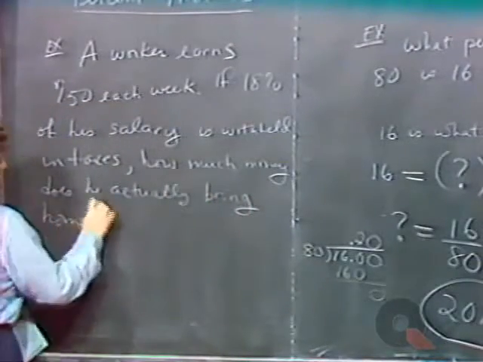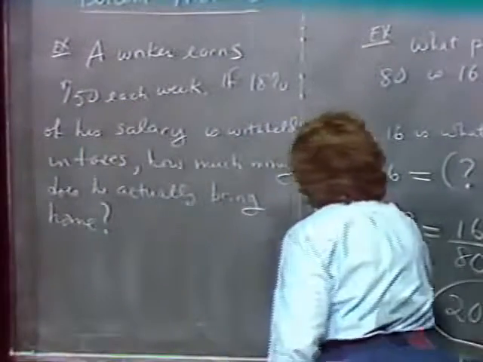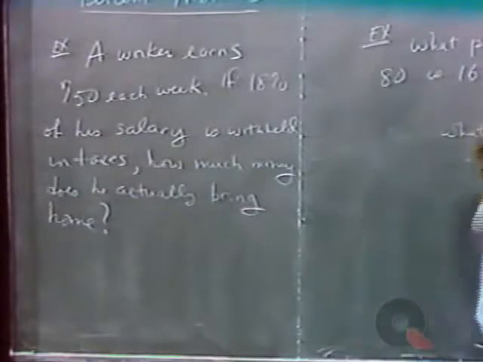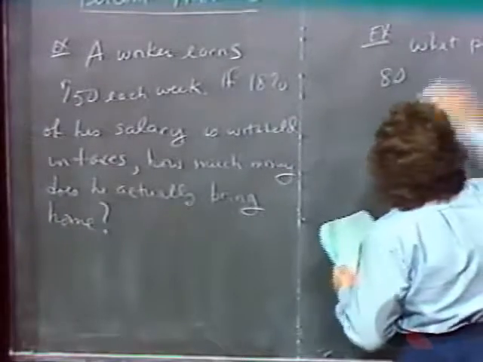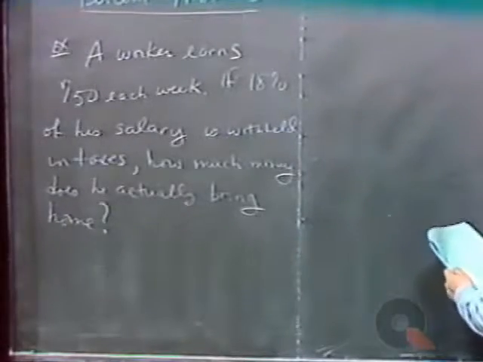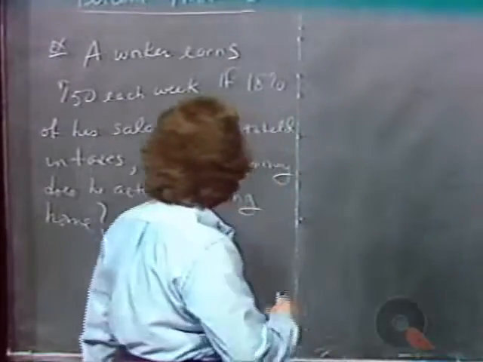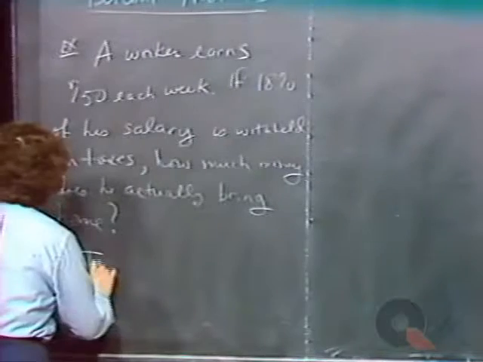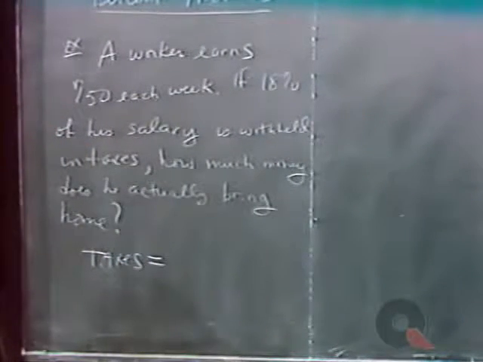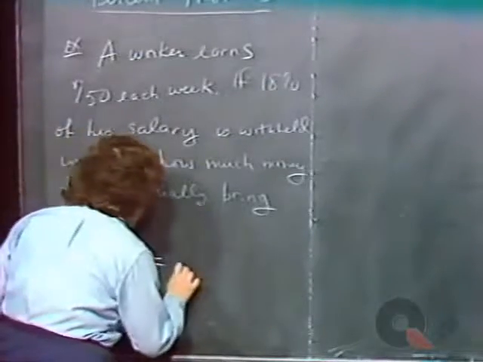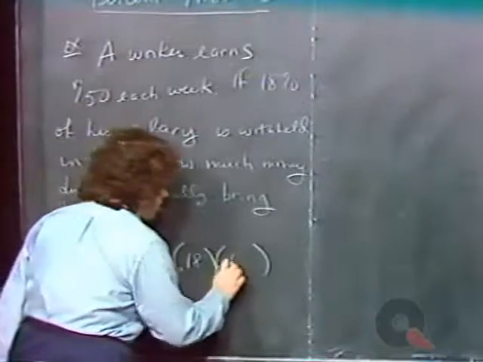We will assume he brings home all the rest. He doesn't stop on the way, spend it on anything else. Aside from what they take off in taxes, he brings home all the rest of the money. Okay, first thing we'd like to do is to figure out his taxes. The taxes are 18% of his salary, 18% or 0.18 times his salary of $150.